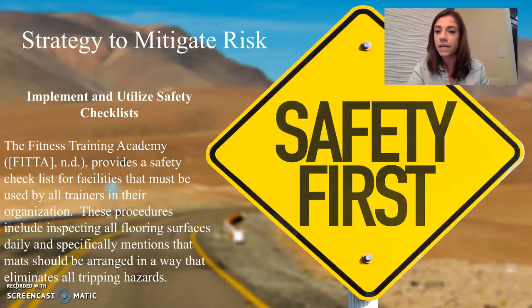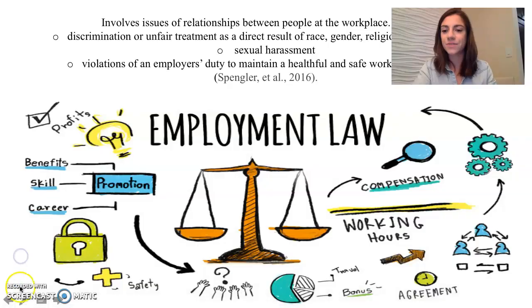The Fitness Training Academy provides a safety checklist for facilities that must be used by all trainers in their organization. These procedures include inspecting flooring surfaces daily and specifically mention that mats should be arranged in a way that eliminates all tripping hazards. So that could be directly applied to this case. The next three cases will focus on issues of employment law.